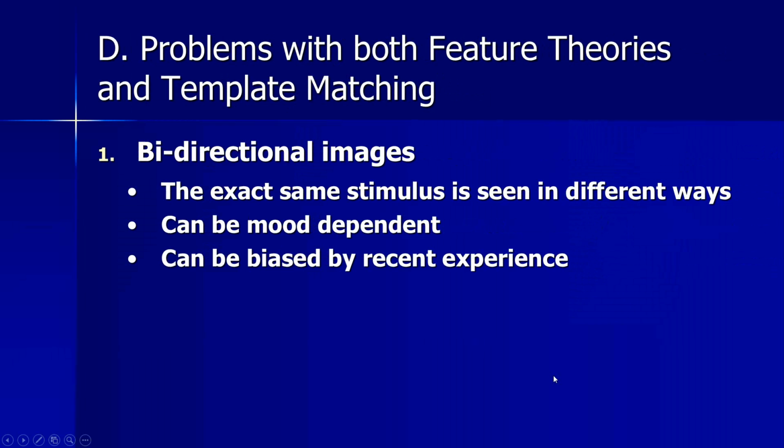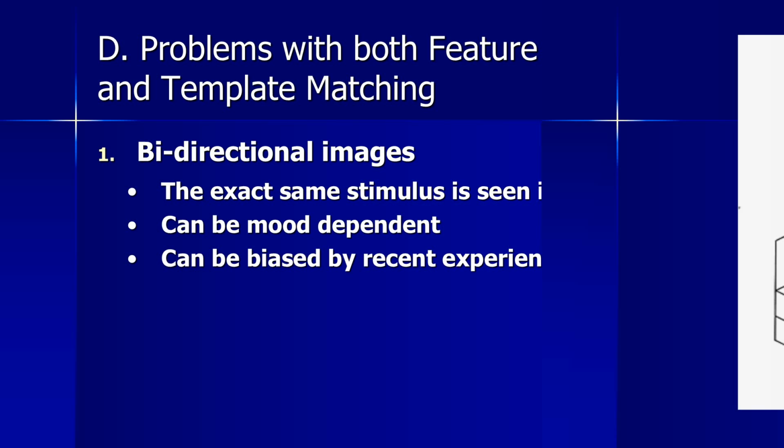So we'll talk a little bit about some additional information we might need to try to understand how we recognize patterns. And the first thing that I want to use to demonstrate this idea are what we call bidirectional images. And these bidirectional images are the exact same stimulus that can be seen in different ways. These can be seen in different ways based on your mood, your recent experience, your knowledge, your expectations, etc.